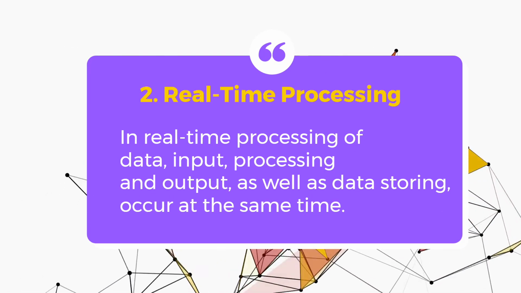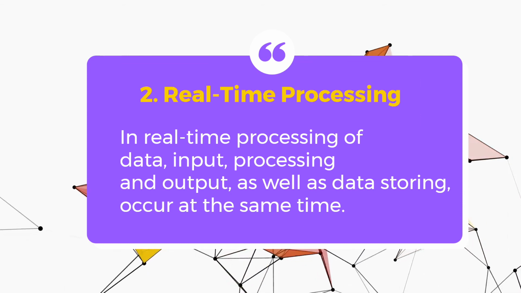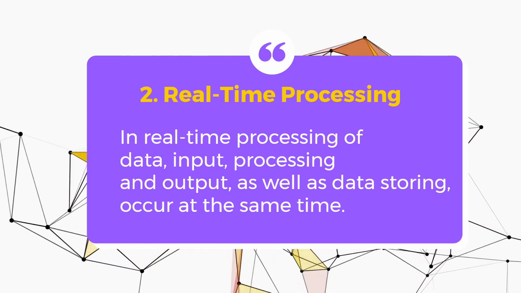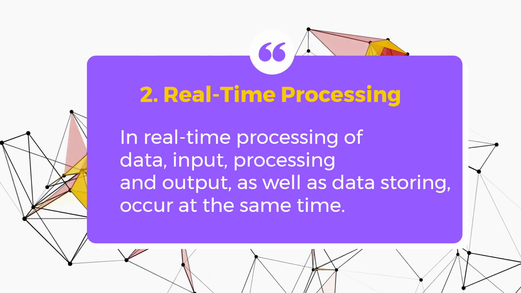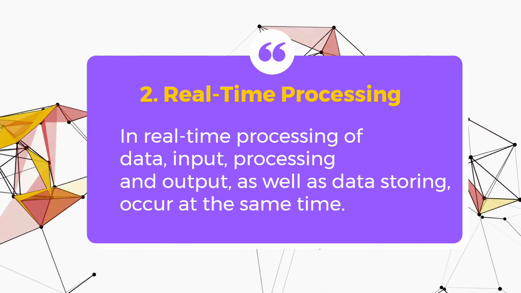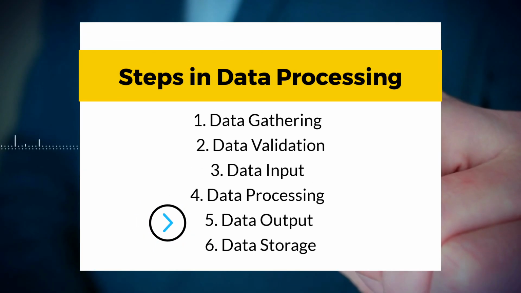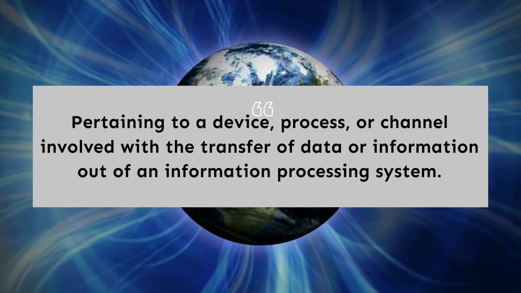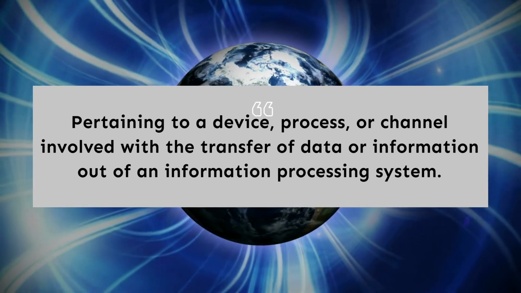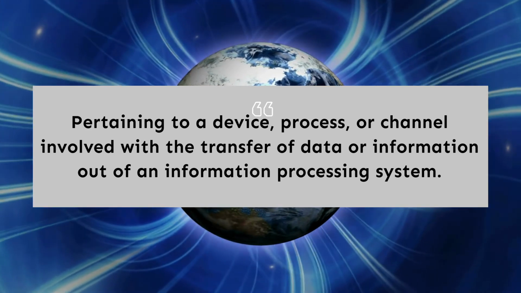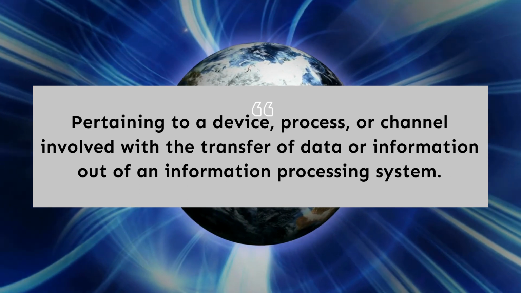Number 2. Real-time processing. In real-time processing of data, input, processing and output as well as data storing occur at the same time. The fifth step of data processing is data output. Data output pertains to a device, process or channel involved with the transfer of data or information out of an information processing system.